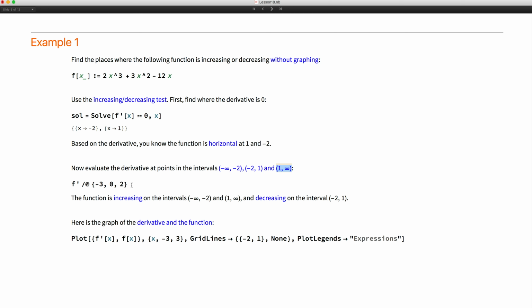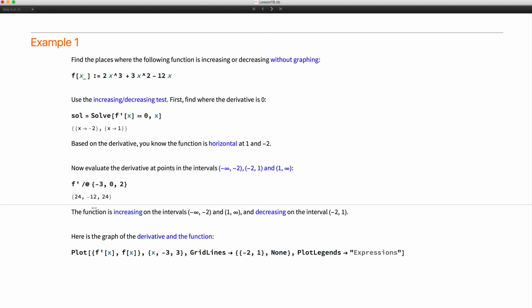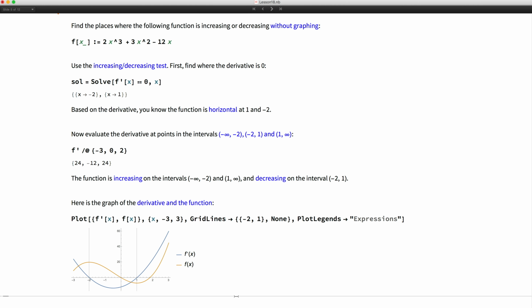And now you pick a typical point in each of these intervals. So you pick, let's say, negative 3 in the first case, 0 in the second case, and 2 in the third case. So negative 3 lies between negative infinity and negative 2, etc. And work out derivatives, and you find that at the first point, the derivative is positive, and so it is at the third point as well, while at the second point it is negative. And that says that the function is increasing on the first interval and the third interval, and it's decreasing on the second interval.